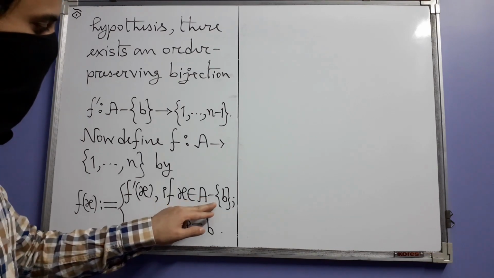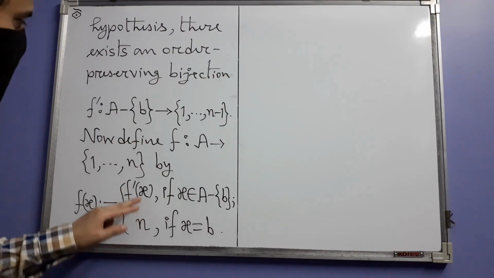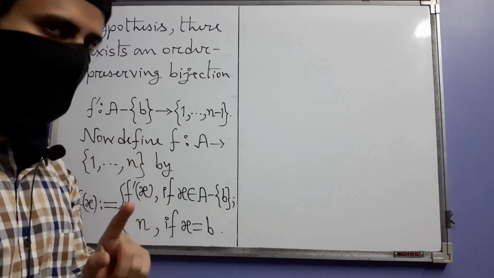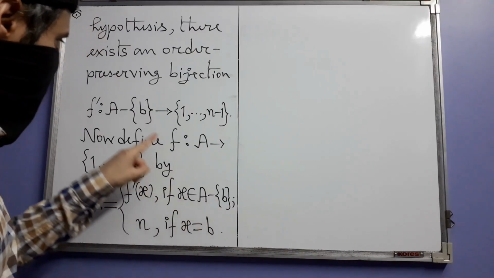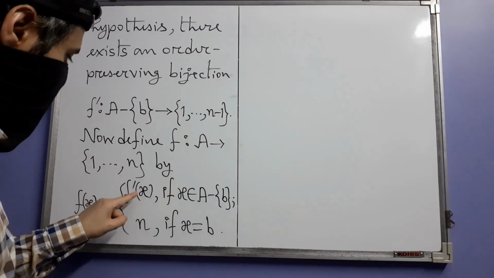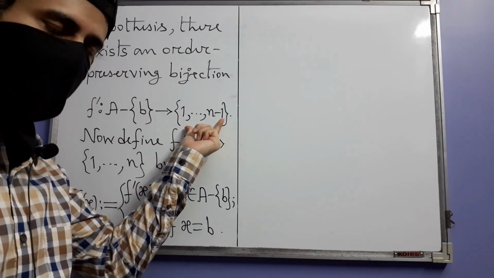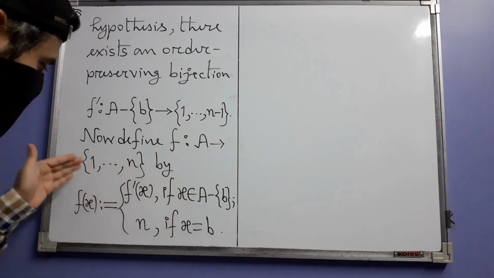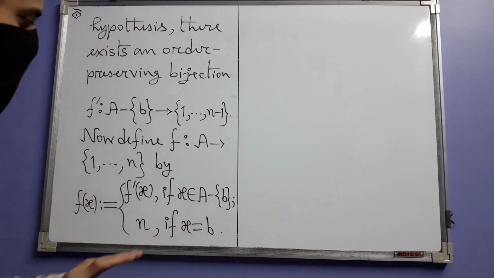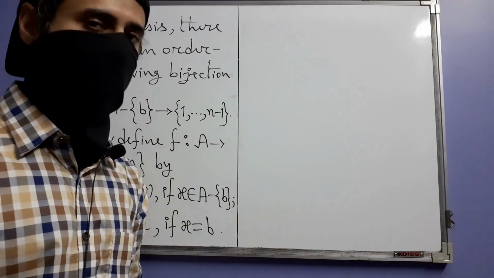But if your input is coming from here, then the output by this definition is the output if you apply the function f prime to that input, which makes sense because this A difference B is actually the domain of f prime. Because f prime is well defined, this f prime of x is a unique output here. So obviously that is also a unique output here, and that is why f is well defined. Next, you have the job of showing that f is a bijection, and then that f is order preserving.